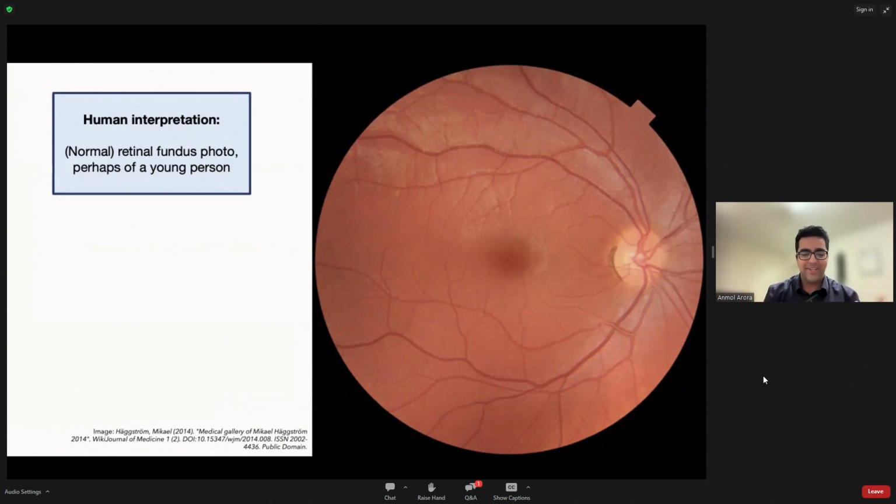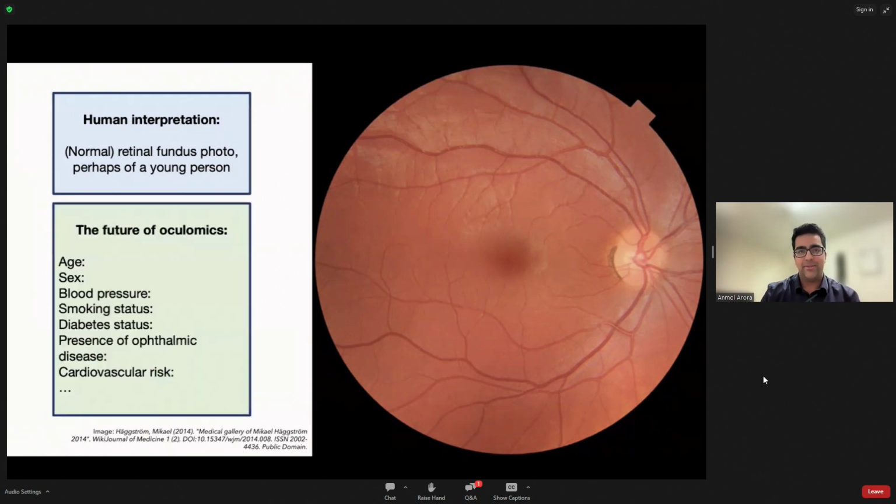But I don't need to be in the room to guess that you're probably not very impressed by that. That's completely fair enough. But what if I were able to tell you that if we exposed an AI algorithm to this same photo, this cheap, quick, and easy photo, we'd be able to get information like age, sex, blood pressure, cardiovascular risk, or even risk of dementia. And now I'm hoping that that is impressive because that's the current frontier of AI research in healthcare. And that's the idea of oculomics.